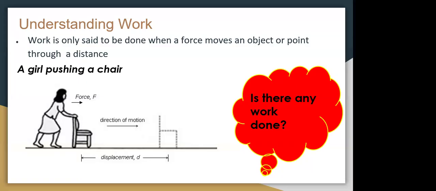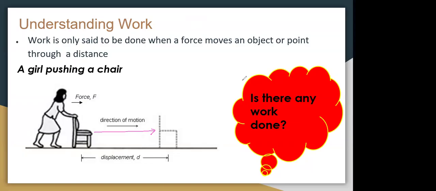When you look at my screen, we have a girl that is pushing a chair. And that means that this chair, when it moves, is going to move in this direction here. And this is the new position for the chair. So what does it mean? I want to ask, is there any work that is being done? Raise up your hand and give us the reason.